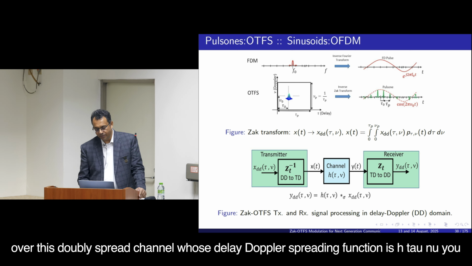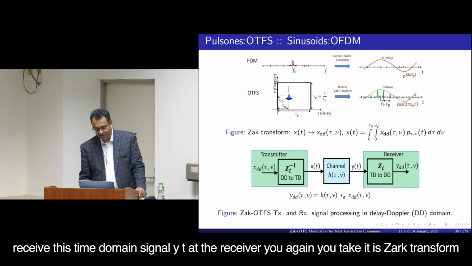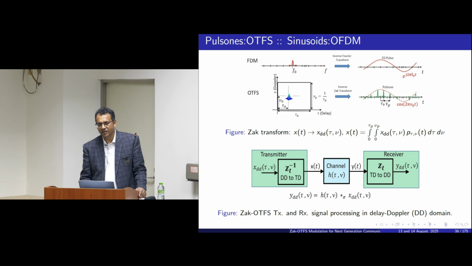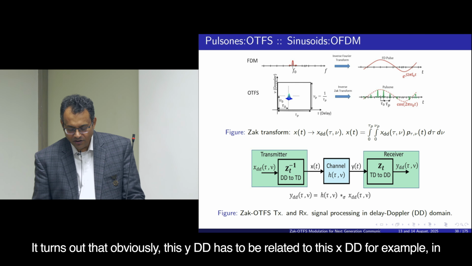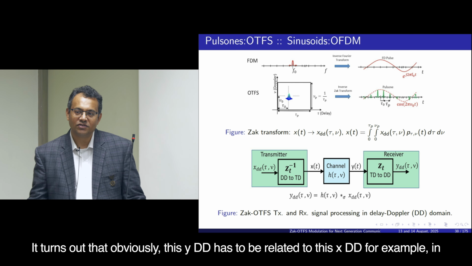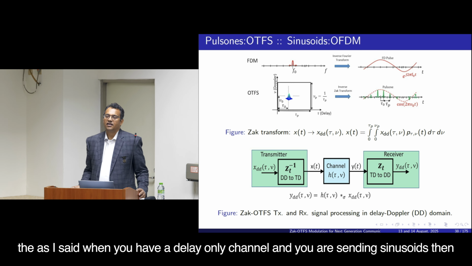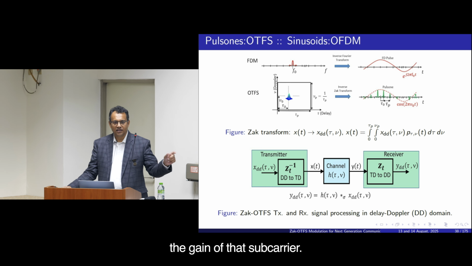This goes over this doubly spread channel whose delay Doppler spreading function is h tau nu. You receive this time domain signal y of t at the receiver. You again take its Zak transform and you go to the delay Doppler domain, okay? So this is the delay Doppler representation of this received time domain signal. It turns out that obviously this y DD has to be related to this x DD. For example, as I said, when you have a delay only channel and you are sending sinusoids, then what you receive on a subcarrier is what you transmitted on the subcarrier multiplied with the gain of that subcarrier.